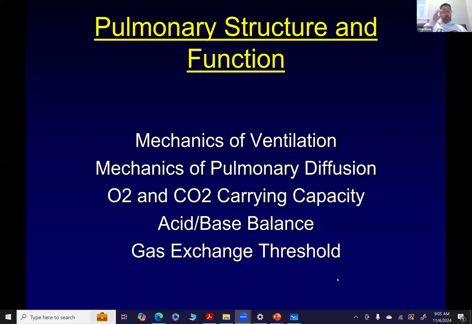All right, sweet. So what we're going to do is talk about the lungs, and essentially how we carry oxygen from the air into our lungs, from our lungs into the blood, and so on and so forth.